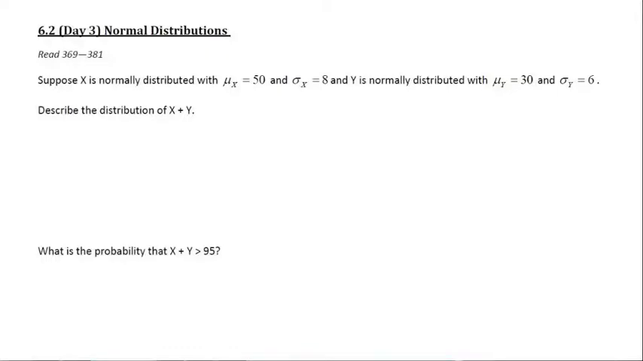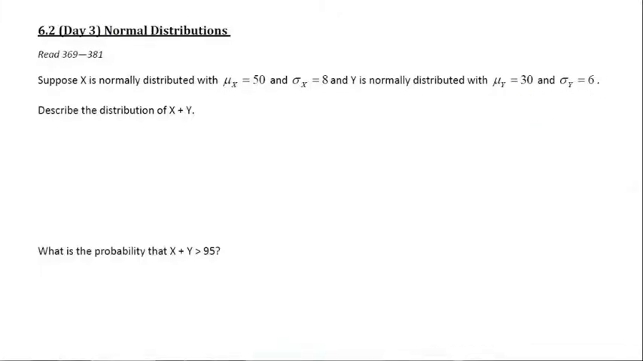6.2 day 3 focuses on normal distribution. The first part here says, suppose x is normally distributed, the mean of x is 50, the standard deviation of x is 8, and y is normally distributed. It's a different random variable. It says the mean of y is 30, and the standard deviation of y is 6.